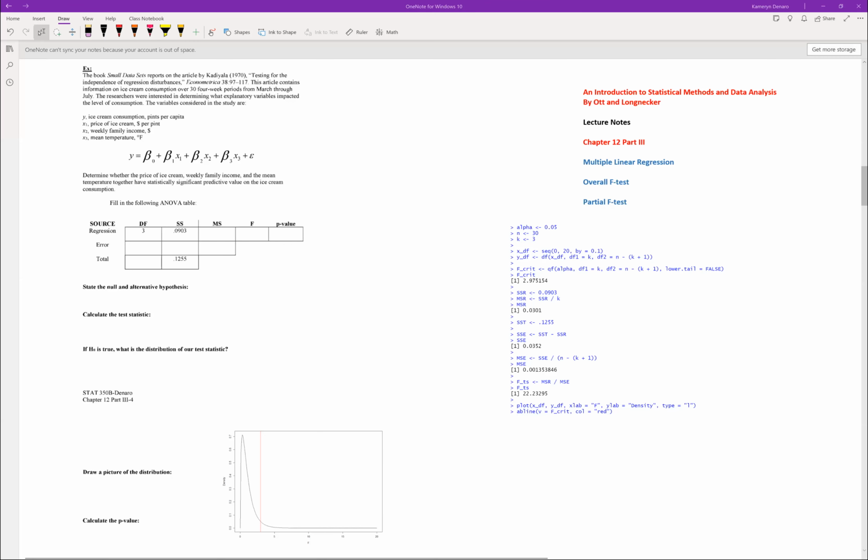Hello, everyone. We're working through An Introduction to Statistical Methods and Data Analysis by Ott and Longnecker. We are on chapter 12, part 3. Okay, we're going to do an example.